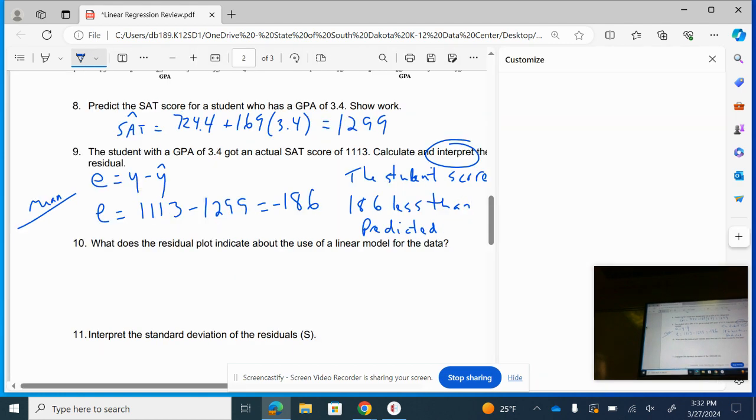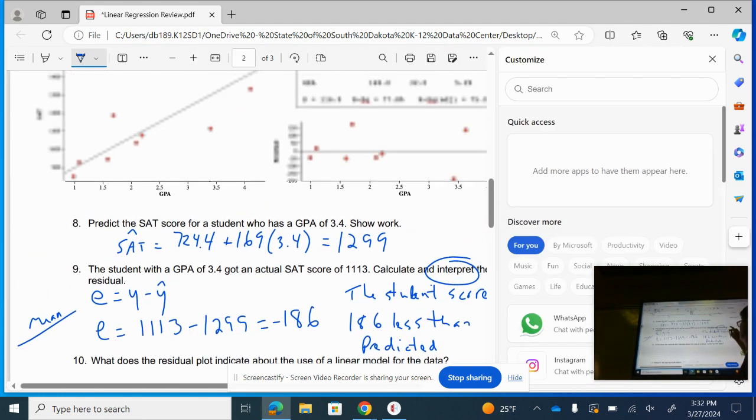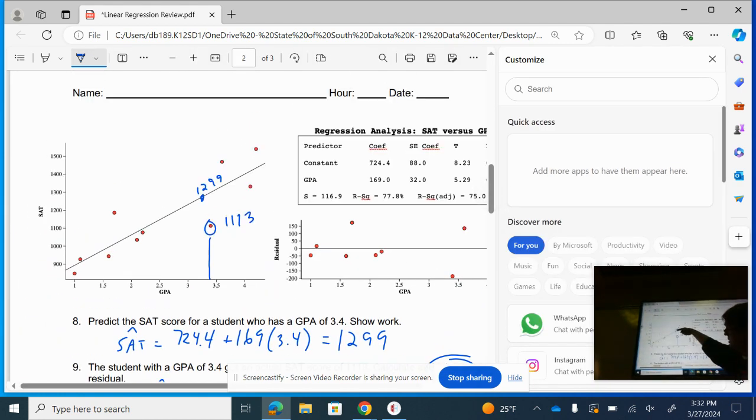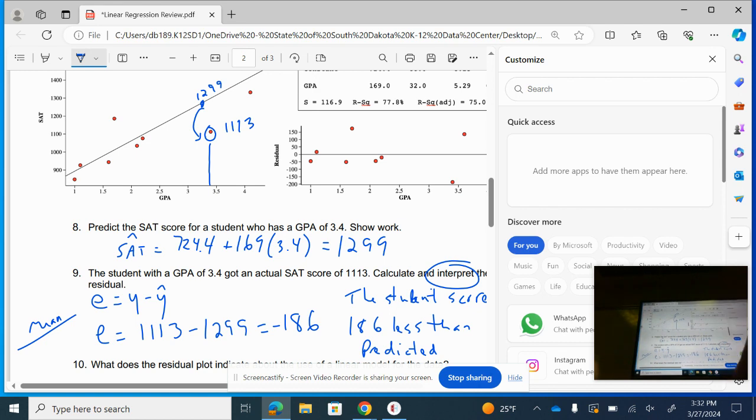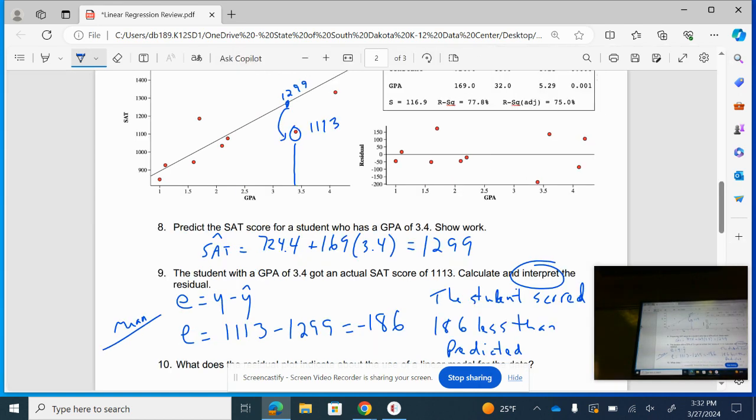And you can see it when you look at the graph. When you look at the graph, the student scored lower than predicted. Okay, got an extra thing in there. Let's see if I can get that out of there. All right.